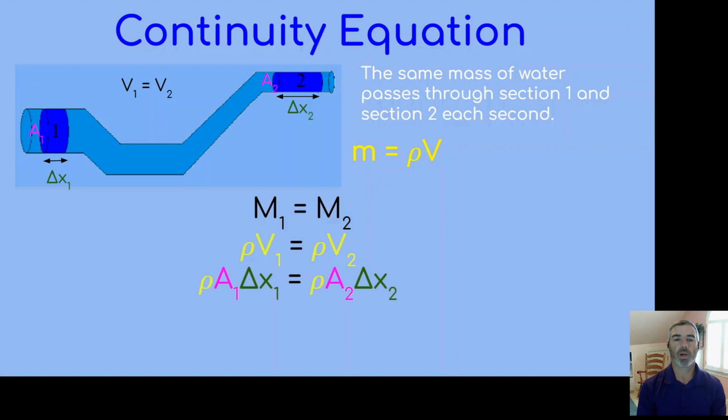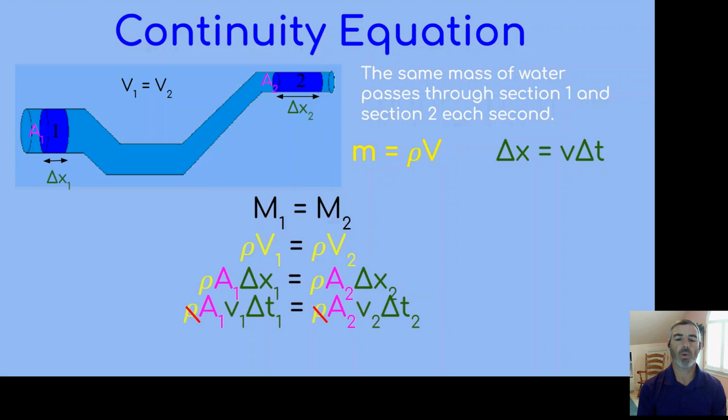Now, we can go back to our kinematics since the speed of the water is constant. Using kinematics, we know that delta x is going to equal v times delta t. So we can substitute in the speed times delta t for delta x1 and delta x2, and we get this big long equation. But what we know is that the density of the fluid doesn't change, so the density can cancel out.